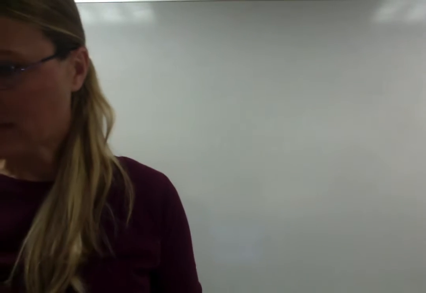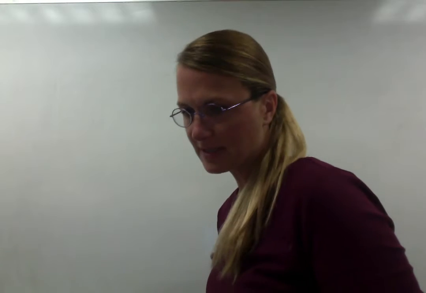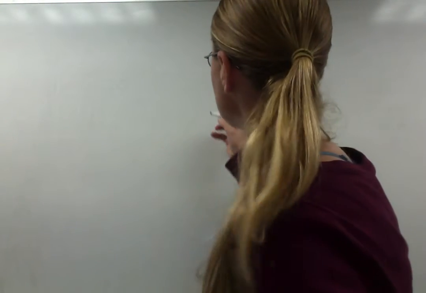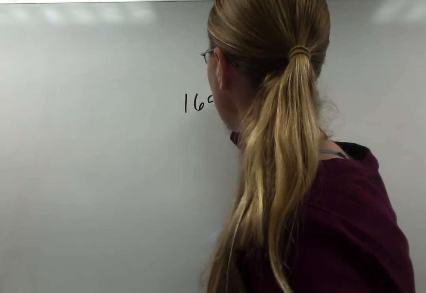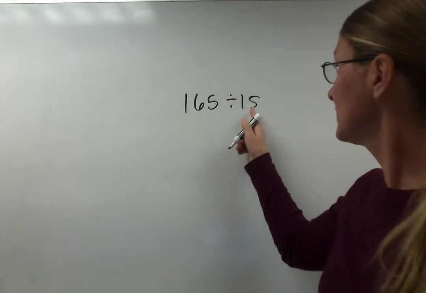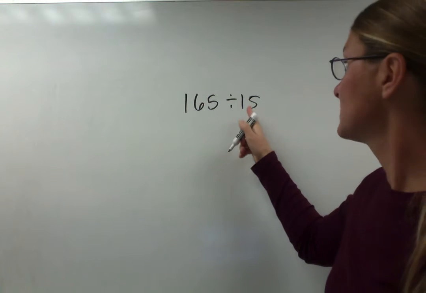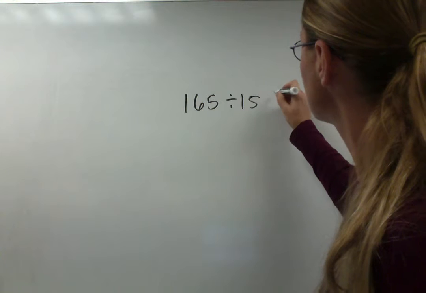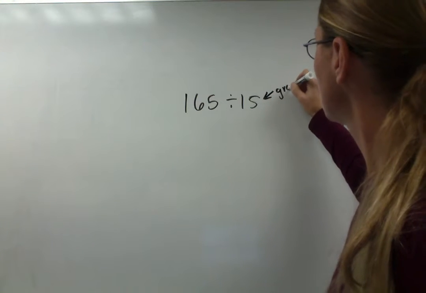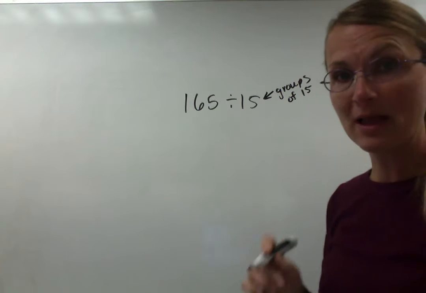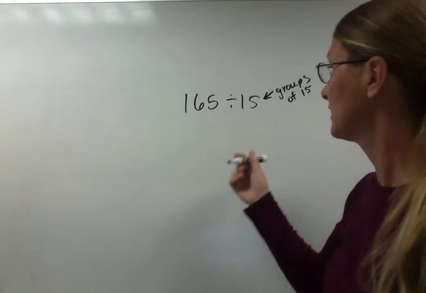So I'm just going to put that down for a second. Also, we're going to look at something like 165 divided by 15. Okay, so we're going to say 165 divided by 15. So that means I either need to split it into 15 groups or I'm going to split it into groups of 15. So what we're going to do is take 165 and split it into groups of 15. So I'm going to take my blocks and split my blocks into groups of 15.